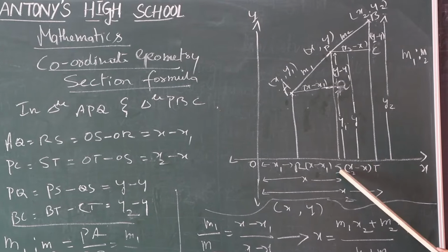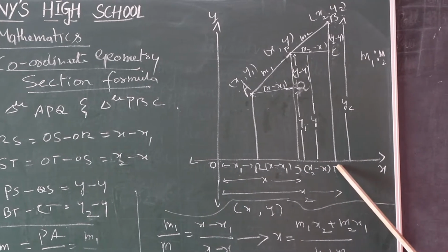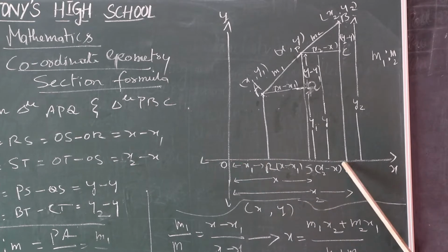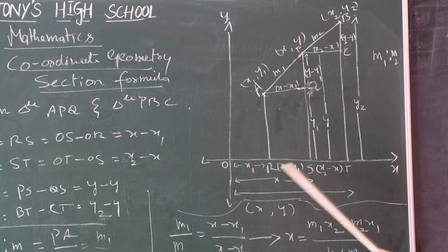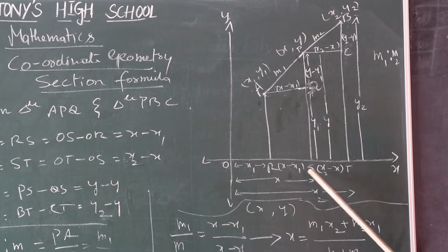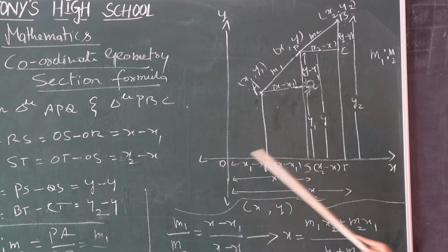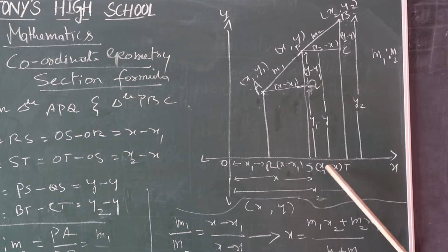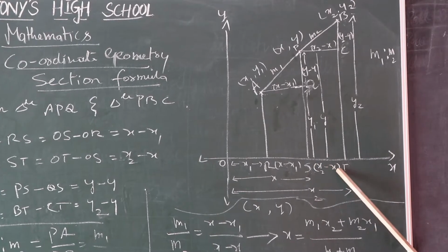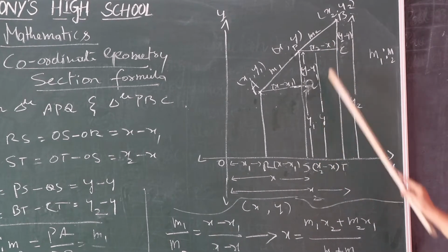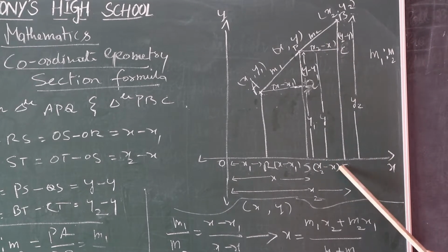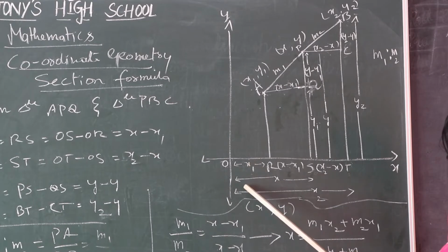What is the distance ST? ST is equal to OT minus OS. What is OT? x2. What is OS? x. So it is x2 minus x. These two sides are equal, x2 minus x, x2 minus x. Is it clear on the x-axis?